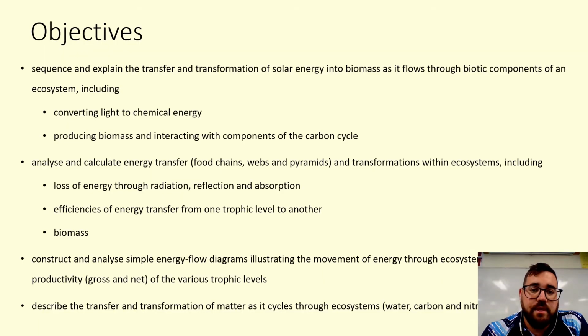All right. In terms of the objectives, there is a lot in Chapter 3. It's a big chapter, but this is what we sort of want to revise in this video. Okay, so we're looking to sequence and explain the transfer and transformation of solar energy into biomass as it flows through biocomponents of an ecosystem. Effectively, that can be summarized as the plants take sunlight energy, turn it into chemical energy as food, and then that flows through our food webs, food chains.